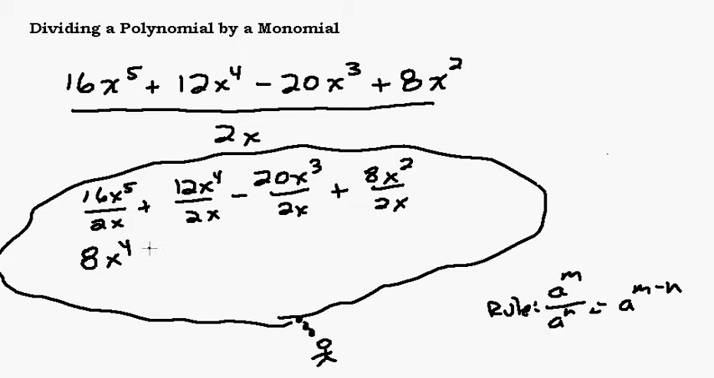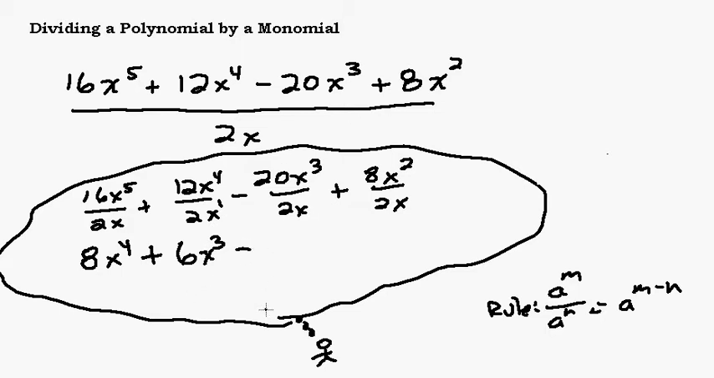I'm just going to bring the plus down. 12 divided by 2 is 6. And I got an x to the fourth over an x to the first. So I can think about subtracting those exponents, or I can think about canceling one of the x's. And either way you think about it, hopefully you're thinking you have x to the third left.